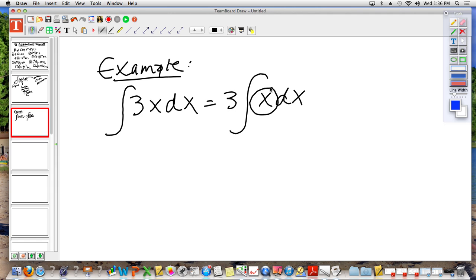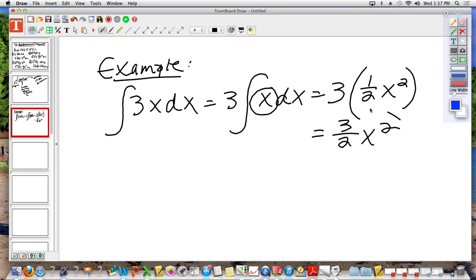So let's write that out. This is going to do the same thing as 3, and then in parentheses I'm going to just work on the integral part of this. The integral of x is 1/2 x squared. And as soon as you come up with that function, you can get rid of the dx, and you can get rid of the integral symbol too. So the integral of x dx is 1/2 x squared. I get rid of all the other junk around it. All I have left now is 3 times 1/2 x squared. All right, so what is 3 times 1/2 x squared? 3 over 2 x squared. So that is the integral of 3x.